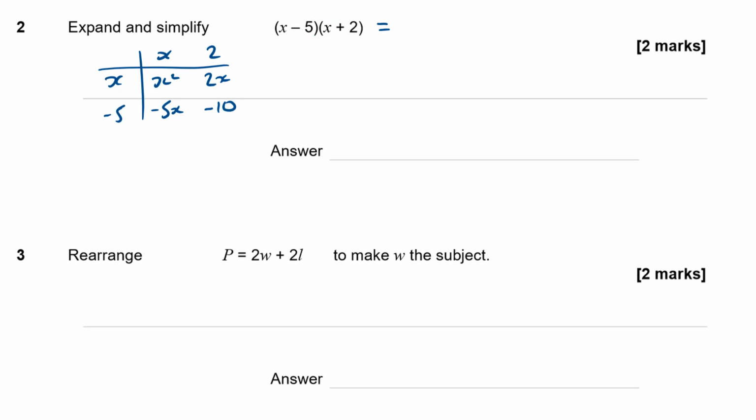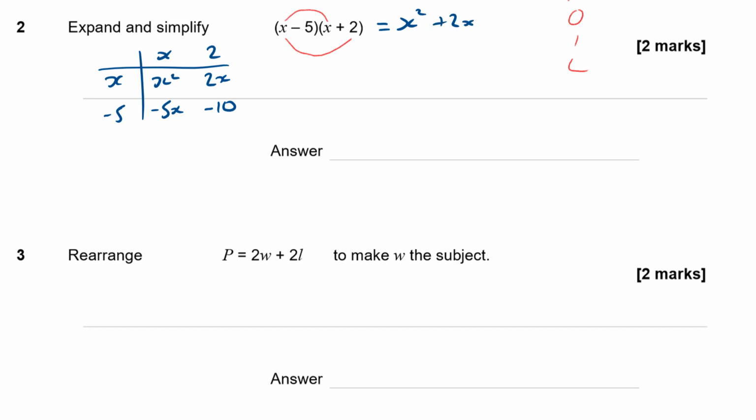So first off, if you use FOIL, first, outside, inside, last, the first thing you're going to be multiplying is the first term from each bracket. So the first term in the first bracket times the first term in the second. So that's x times x. x times x is x squared. Outside is the terms on the outside of the brackets, the x and the 2. If I multiply those together, I get plus 2x.